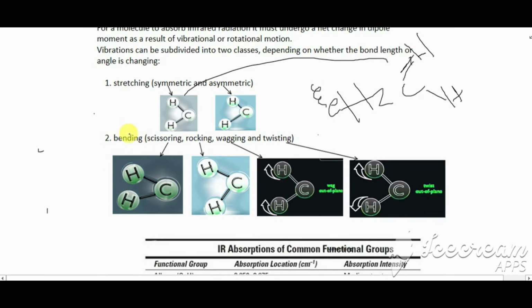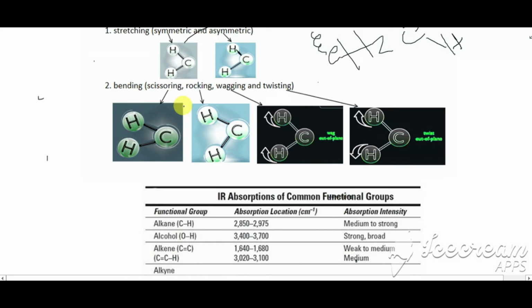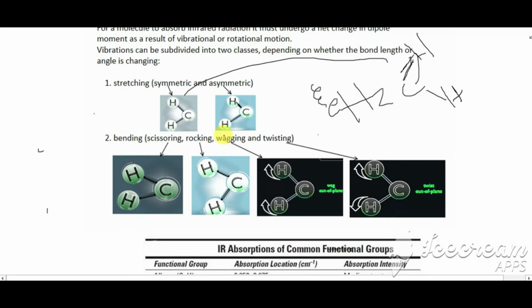In asymmetric stretching the opposite happens. For example, this bond length will be increased and this bond length decreased. And in bending, we know that in organic compounds we have not only the bond length but also the bond angle, so there will be different kinds of deformation of the bond angle. In bond angle we have in-plane and out-of-plane bending.